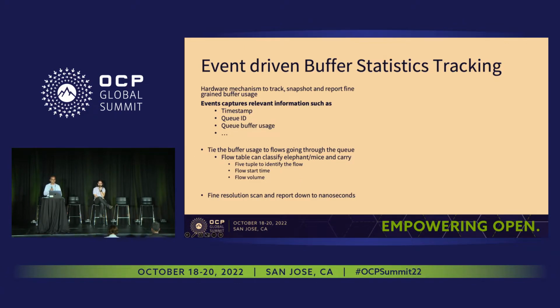which is an event-driven buffer statistics tracking, where every time a queue reaches a congestion level, you could generate an event, and that event can capture at a fine granularity when that event happened, what is the timestamp, what queue, and what is the buffer usage at the time. And you can also tie it to the flow, saying, okay, what flow is generating this? Is this an elephant flow, a mice flow, and what is the start time, what is the end time, what is the flow time? There's a lot of granularity available in terms of reporting.